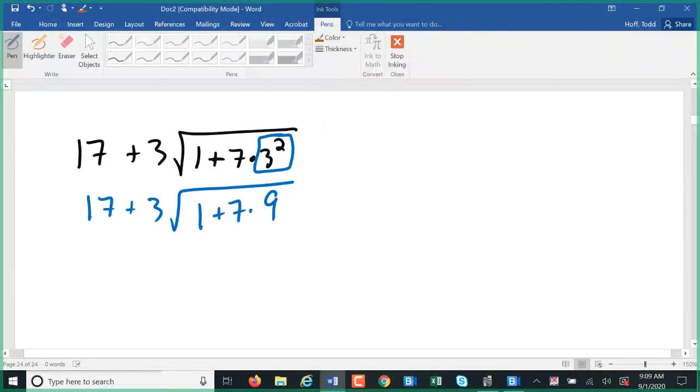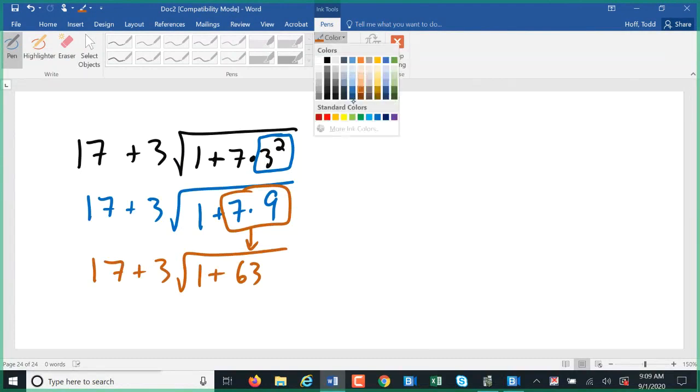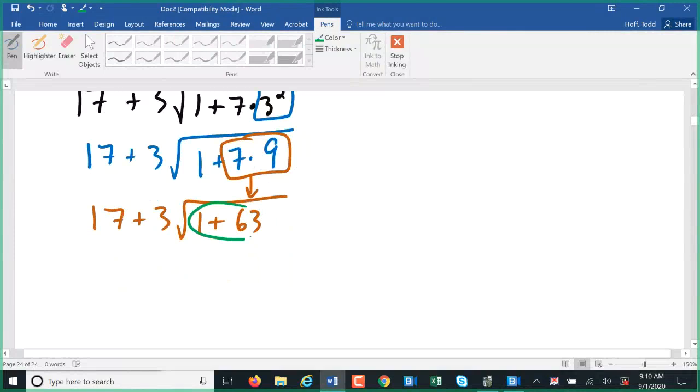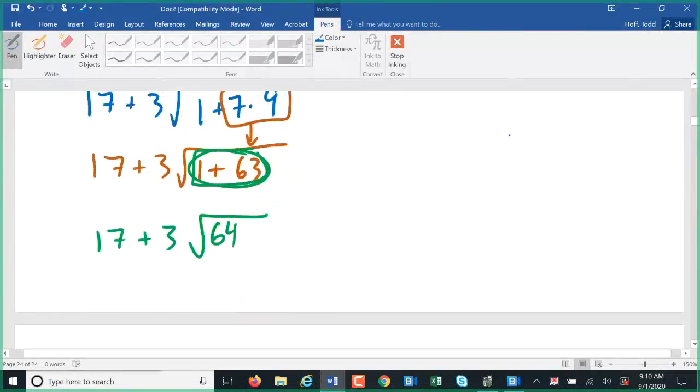Now, there's also multiplication inside the radical that has to be done next. 7 times 9, which is 63. Now, the last thing that needs to be done inside that square root is the 1 plus 63, which is 64. Now, normally, once I'm down to a single number inside that enclosing symbol, I would remove the enclosing symbol, and I'm going to here. I just wanted to rewrite it so that we didn't lose the fact that the square root symbol is not only an enclosing symbol, but it's actually also an operation.